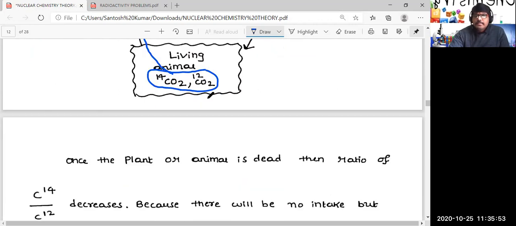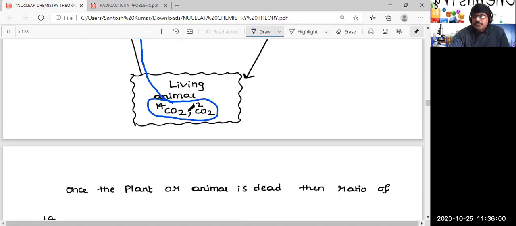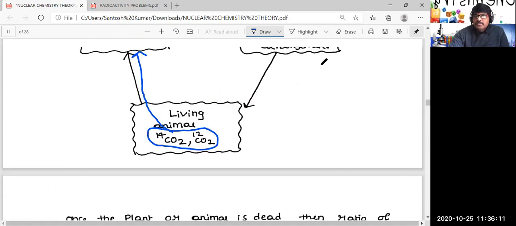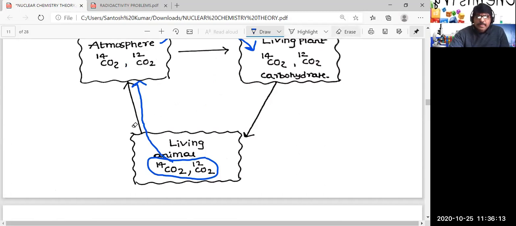So, for example, as long as the plant or animal has life, this mass ratio is constant. But once the plant or animal is dead, it has no life. That means the physiological process will be stopped. So once the animal or plant is dead, the physiological process will be stopped. That means there is no intake, right?